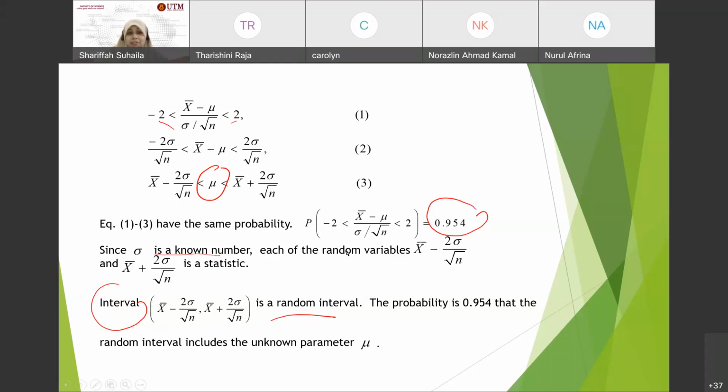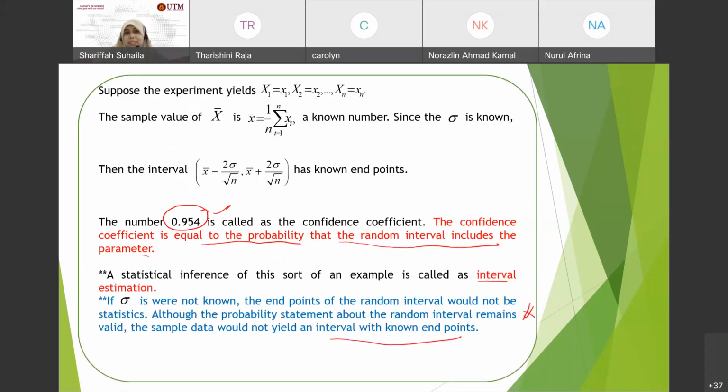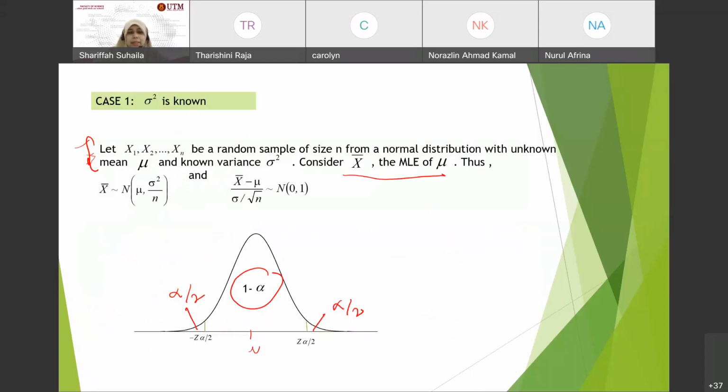So this one is called a random interval since our endpoint is a statistic. Okay, because here we have your X bar. Okay, here sigma is known. Okay, sigma is given.